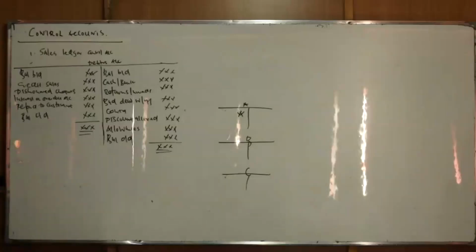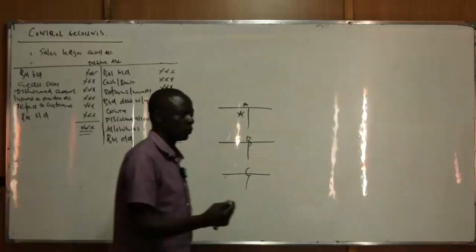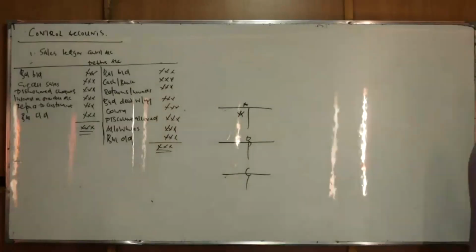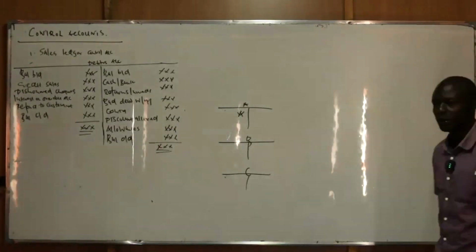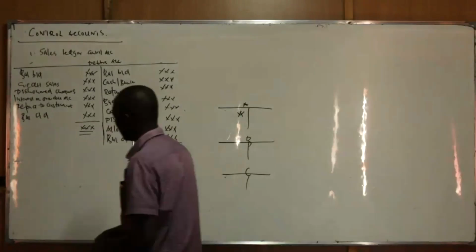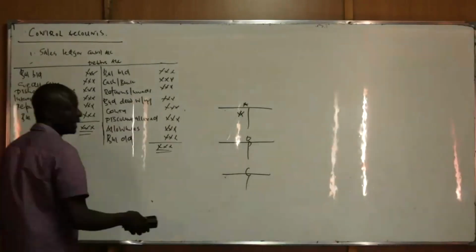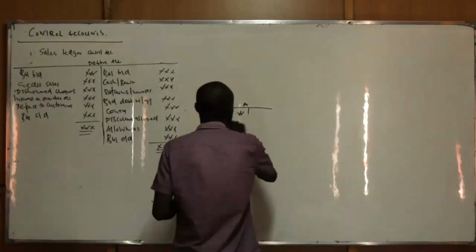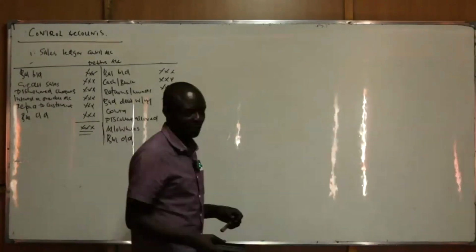Any question? Who does not understand what we mean by sales ledger control account or debtors ledger control account? Anyone who does not understand? That is how it is. We also have creditors control account. This one now is maintained for suppliers. Suppliers, the name that we give to suppliers, sometimes we call them creditors.